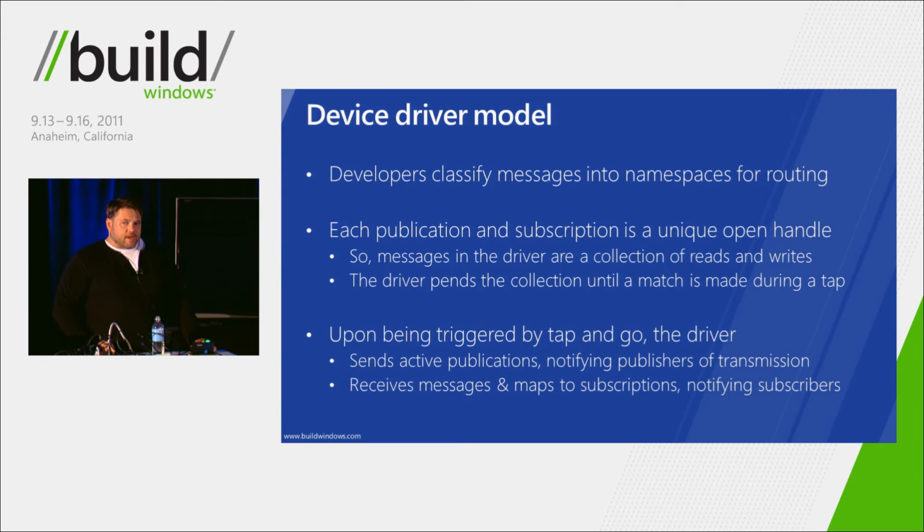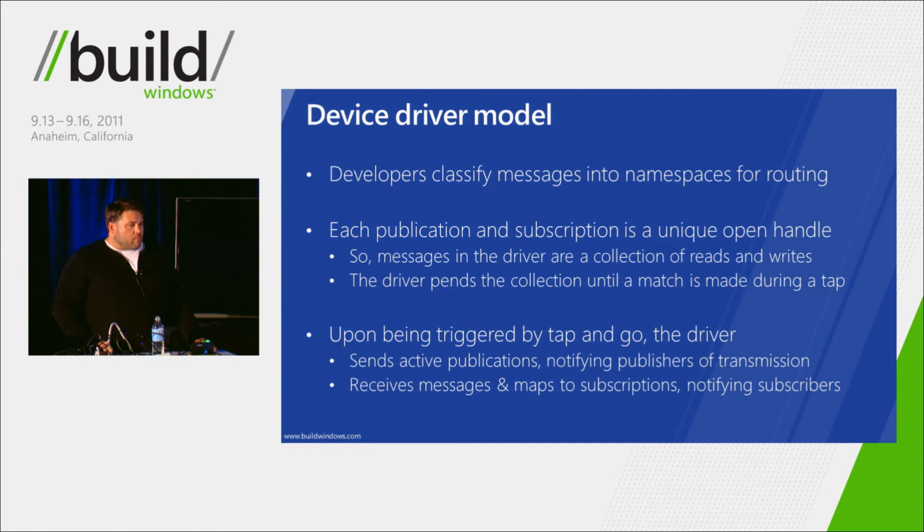Speaking about pub sub, developers classify messages into namespaces for routing. So this is sort of like tuning into a frequency that someone else is broadcasting on, for people who aren't familiar with the pub sub model. But effectively, there's a publication and a subscription, and if I'm publishing something that you're subscribing to, those things get matched when the devices tap.